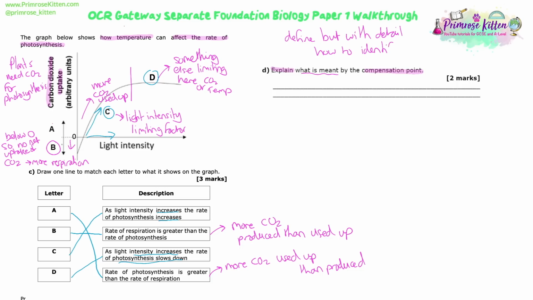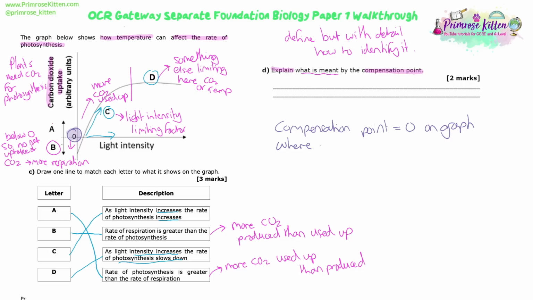So, part D, explain what is meant by the compensation point. Explain what is meant by, as a phrase for a question, is often about defining a term, so in this case compensation point, and in this case how to identify it, or with detail enough that you could explain exactly what this is to the people who didn't know what this is. So our compensation point is represented by that 0 point on the graph. So the graph is a bit of a clue here to what they want for the answer to this question.